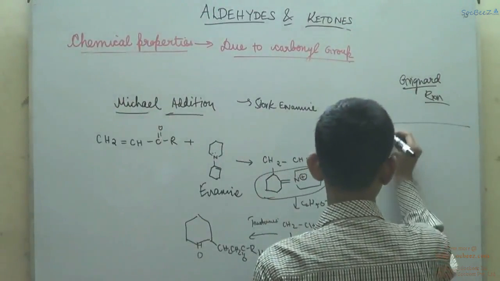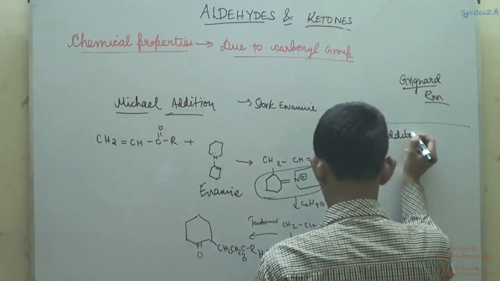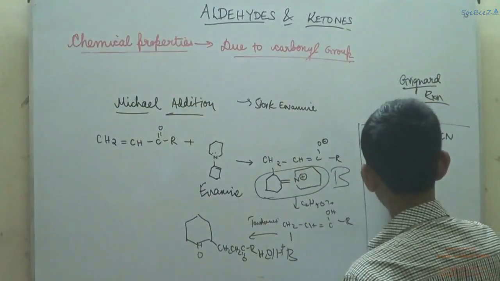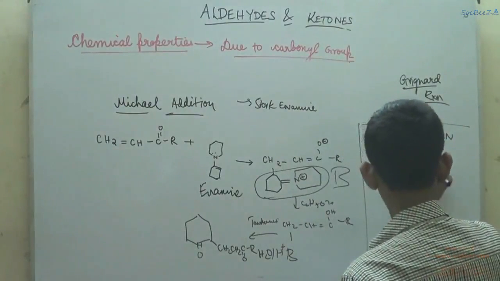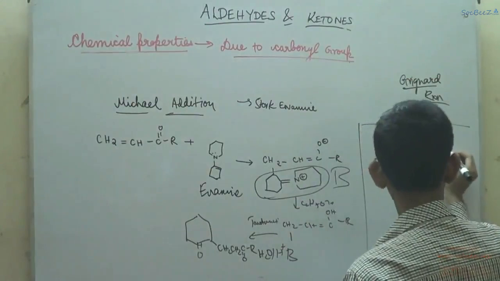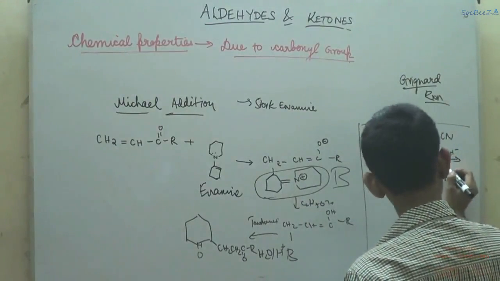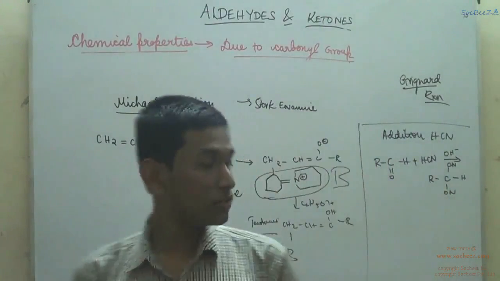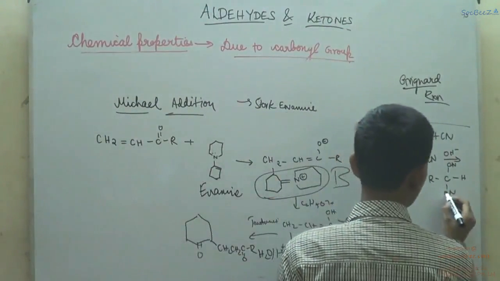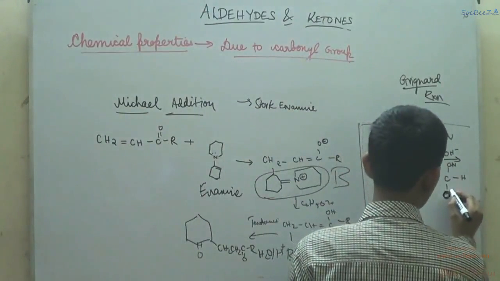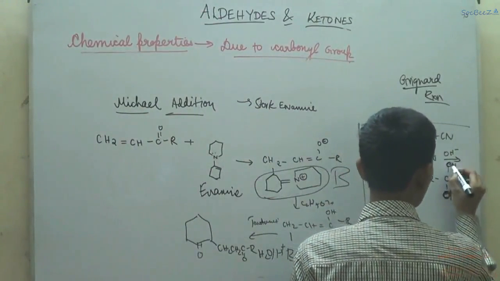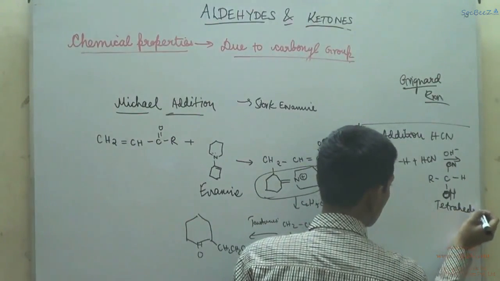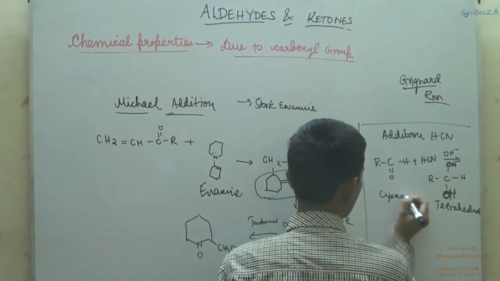Side point, addition of HCN. So if you add HCN to aldehydes or ketones, you will find cyanohydrins in the presence of a base. So cyanohydrin is this. So all aldehydes will form cyanohydrins. OH and CN on the same carbon is tetrahedral cyanohydrin. This is called cyanohydrin.